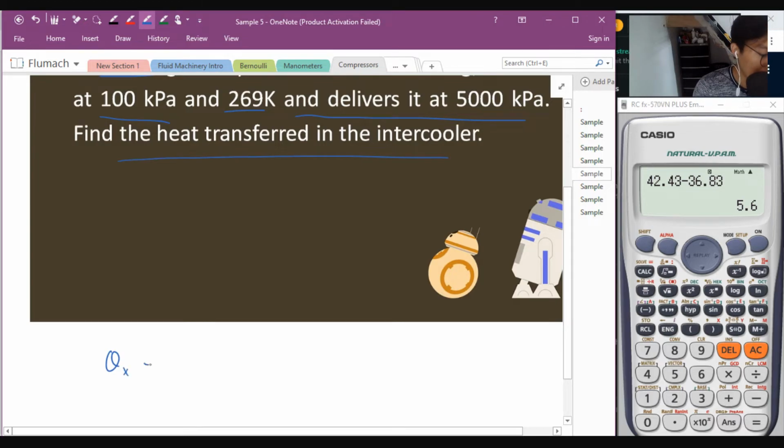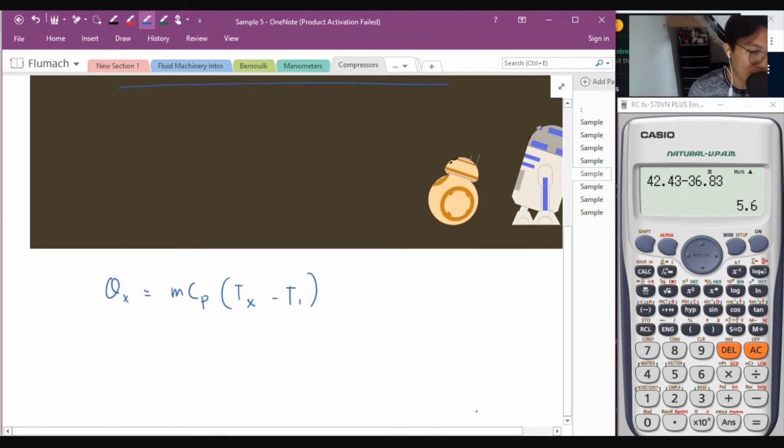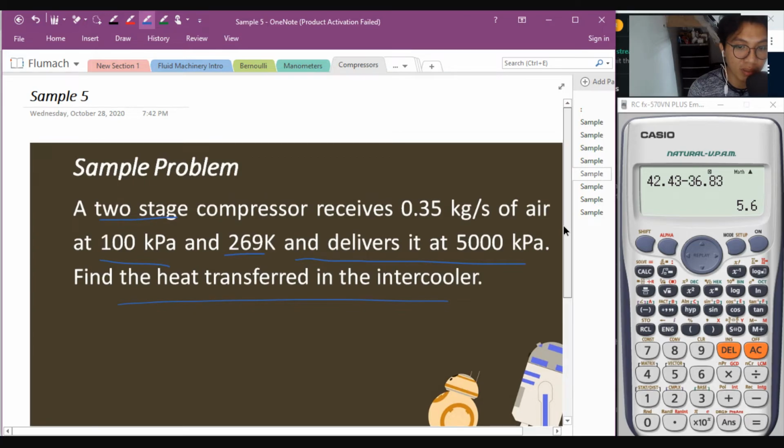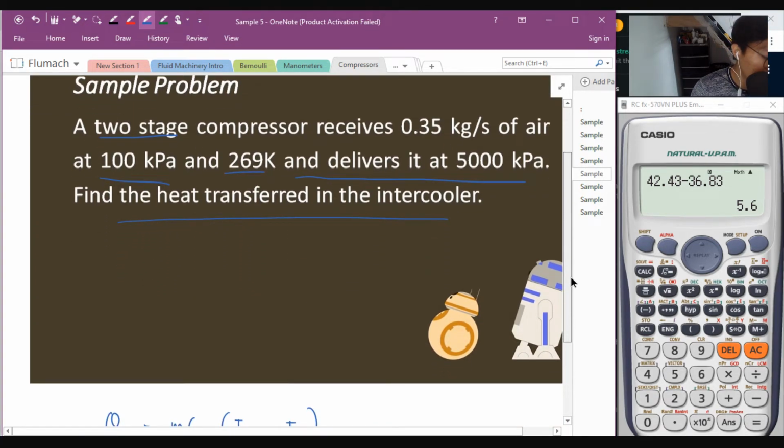Qx yan. Qx is equal to mCp delta T. Okay? Tx minus T1, or initial. Hanapin muna natin yung Tx. Saan ba natin makukuha yung Tx? O, doon sa pressure, meron tayong intercooler pressure dito. Meron ba? Wala.